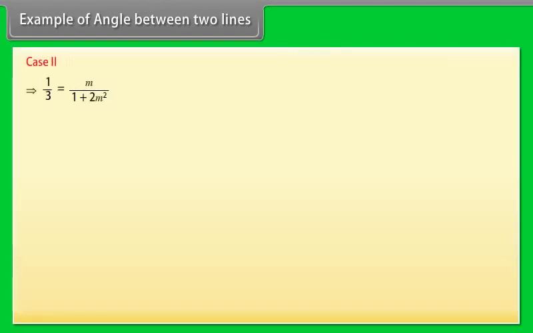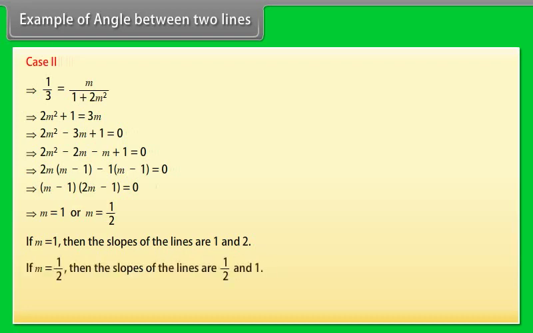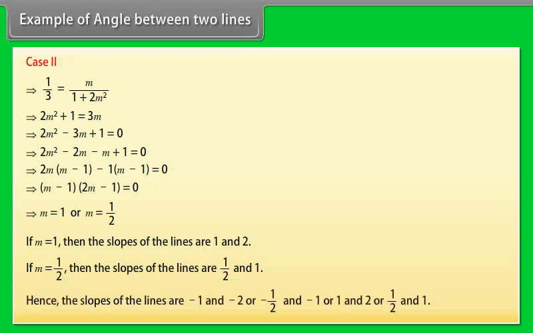Case 2. 1/3 is equal to m divided by (1 plus 2m squared). On solving, we get m is equal to 1 or m is equal to 1/2. If m is equal to 1, then the slopes of the lines are 1 and 2. If m is equal to 1/2, then the slopes of the lines are 1/2 and 1. Hence, the slopes of the lines are minus 1 and minus 2, or minus 1/2 and minus 1, or 1 and 2, or 1/2 and 1.